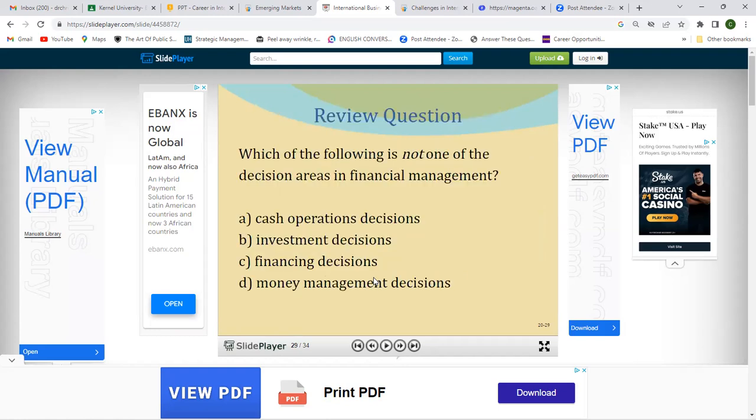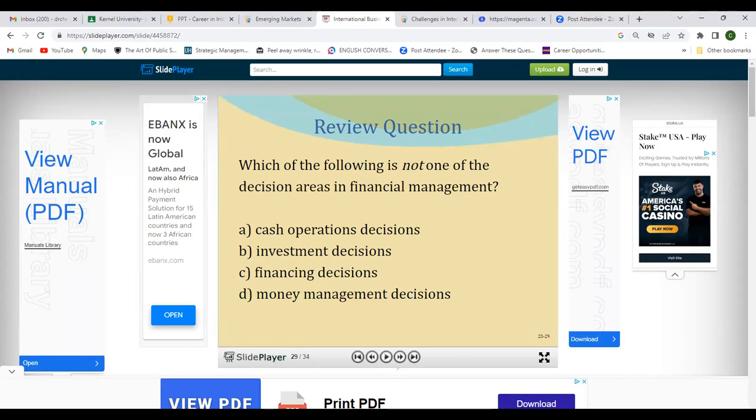Which of the following is not one of the decision areas of financial management? What do you think? Is it A, cash operations demonstrations, B, investment decisions, C, financing decisions, or D, money management?